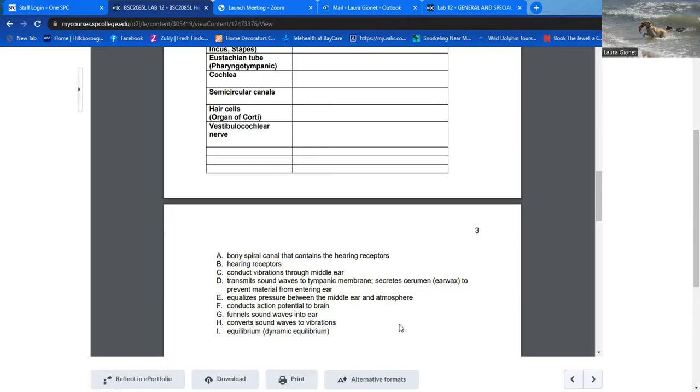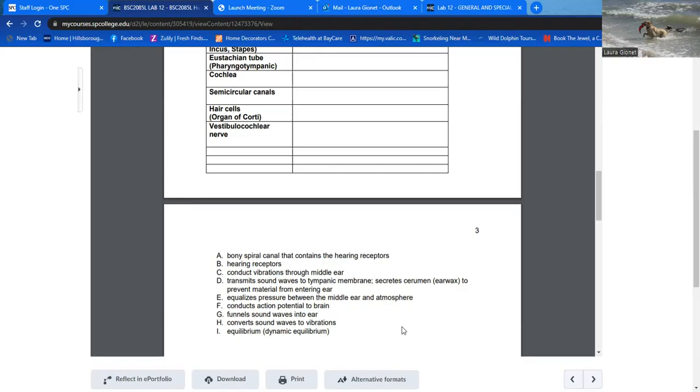D, transmits sound waves to the tympanic membrane. It is also the area where we secrete earwax to prevent material from coming in contact with the tympanic membrane. It's never going to get across that membrane unless the tympanic membrane is perforated. So D would be the external auditory canal or meatus.